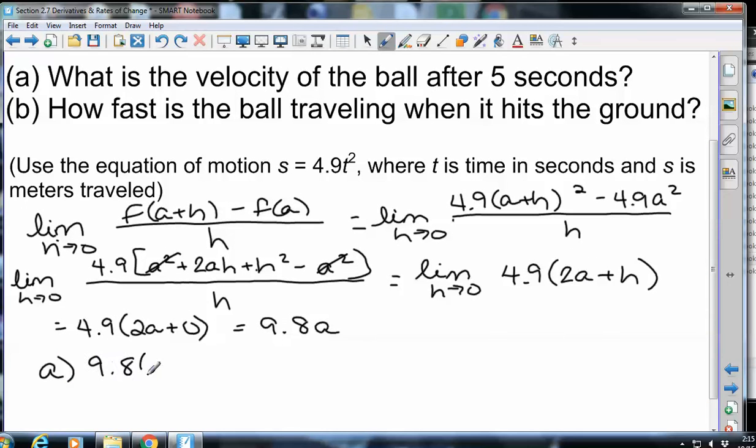Then part A wants the velocity after 5 seconds, so all you would have to do is plug in a 5. And what do we get?